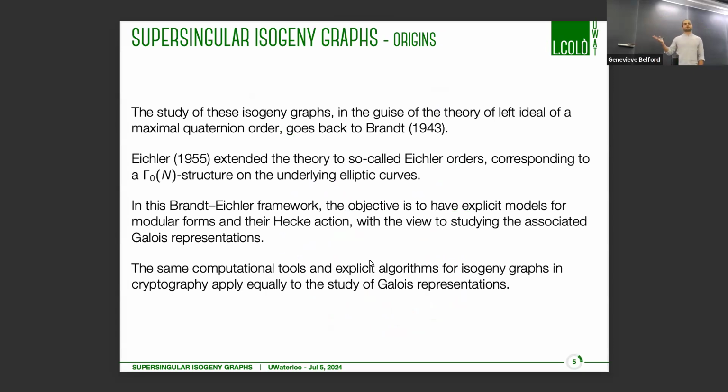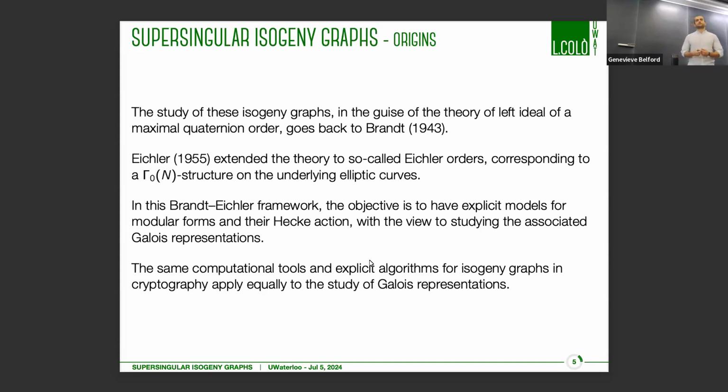Now, the history of the study of the supersingular isogeny graph is, again, very old. It started back in the 40s, where Brandt, using the connection between supersingular elliptic curves and quaternion algebras, was studying what happens on the quaternion side, so in the quaternion realm, and was studying not isogeny graphs, but graphs of ideals inside quaternion algebras. And 10 years later, Eichler sort of generalized his study to the case of what's nowadays called a Bass-Eichler order, which is just the intersection of two maximal orders in a quaternion algebra. Their goal had nothing to do with cryptography.